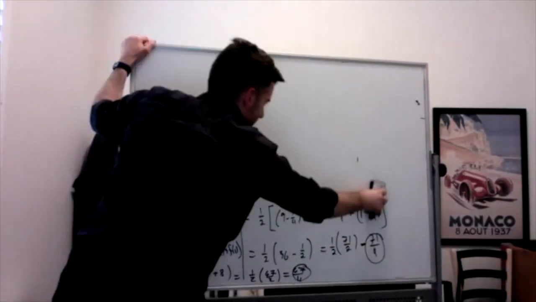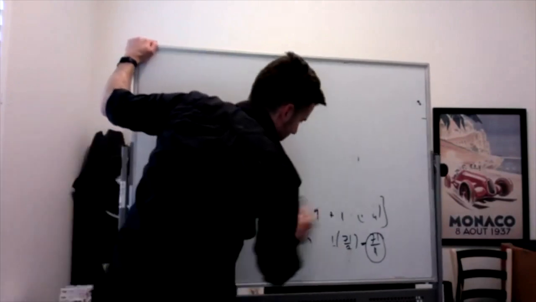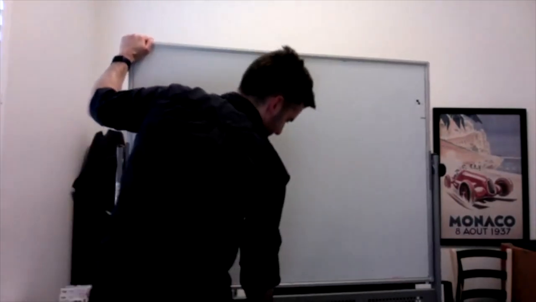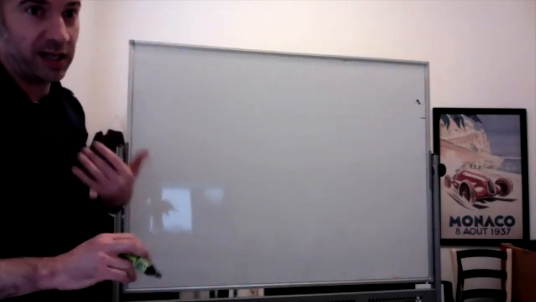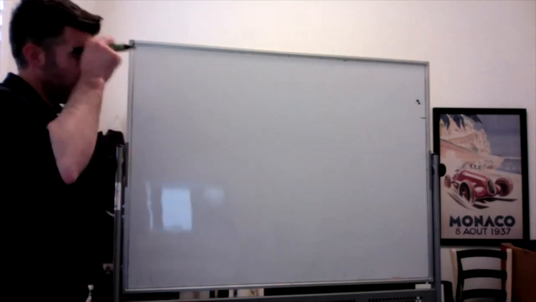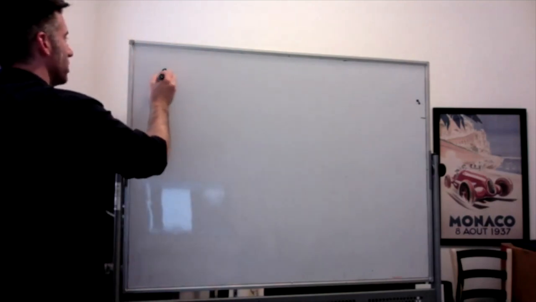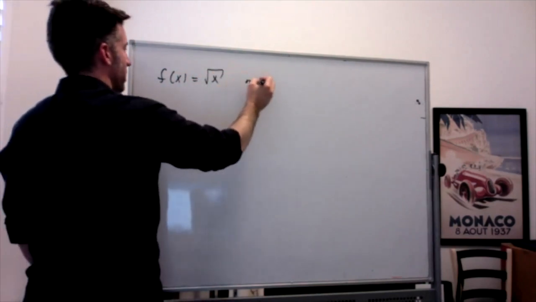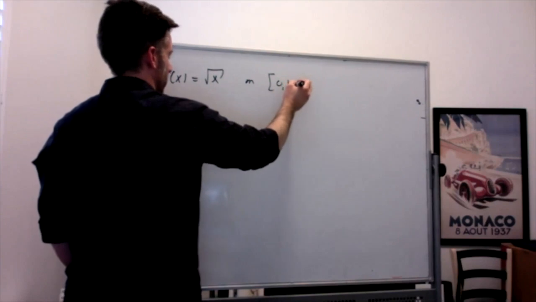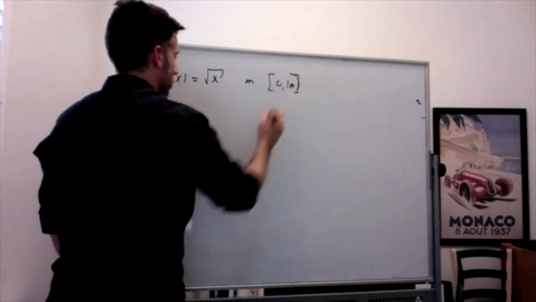So let's talk about sigma notation, which is really just a convenient notation for what we've been doing. For example, just to bring it back to that first example, where my function was the square root of x on the interval from 0 to 16.